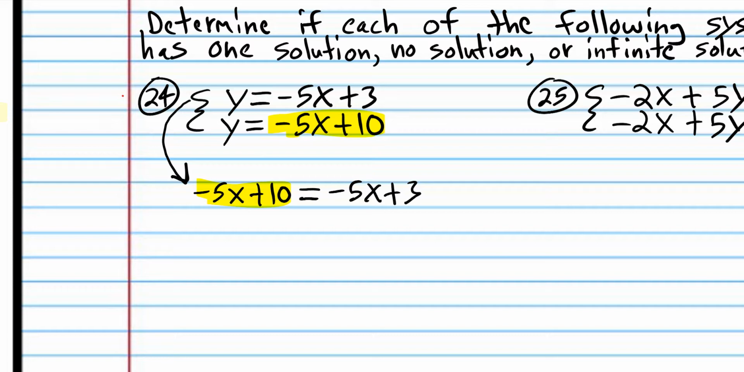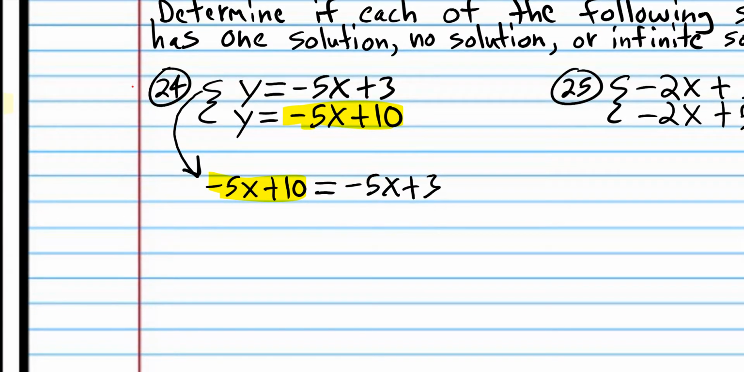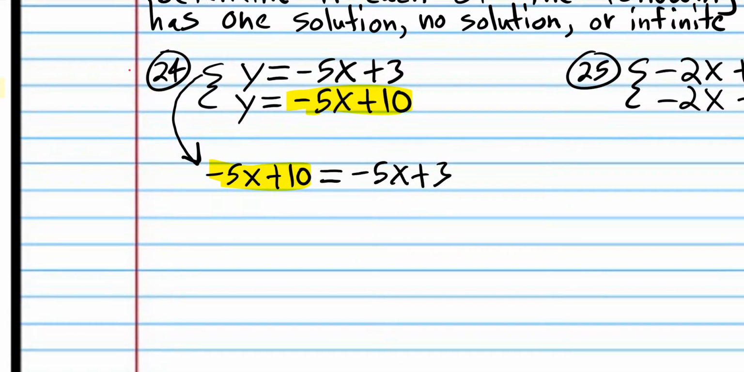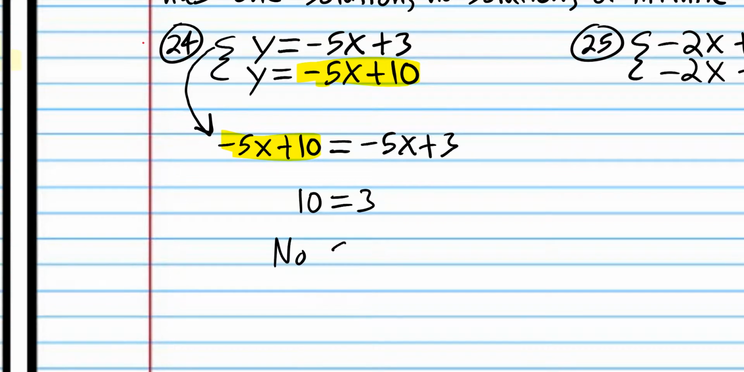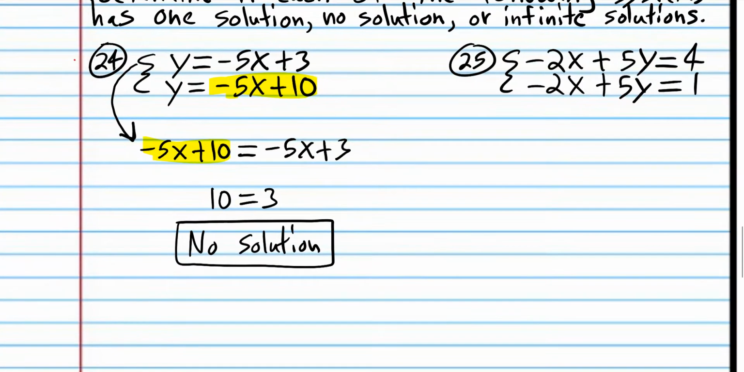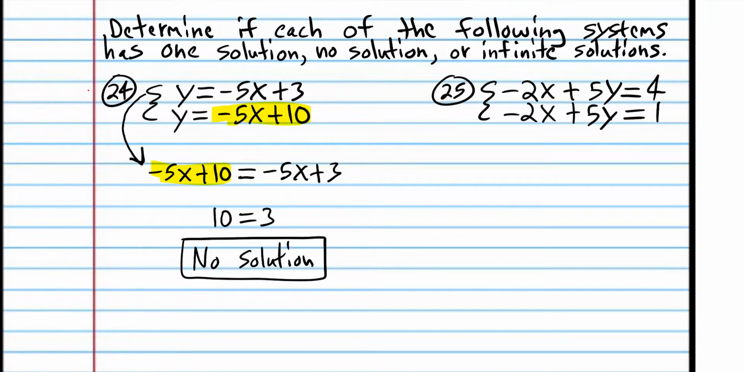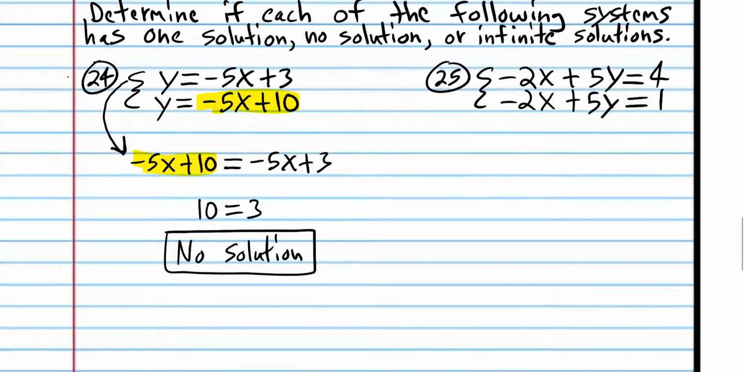So now you can see what's going to happen here. We have two x's on both sides, and we're going to add 5x to both sides, and we end up with 10 is equal to 3. So that doesn't make any sense. So obviously we have no solution. So as you can see, the method for determining whether or not a system of equations has no solution or infinite solutions is pretty much the same method that we used when we have just one solution.